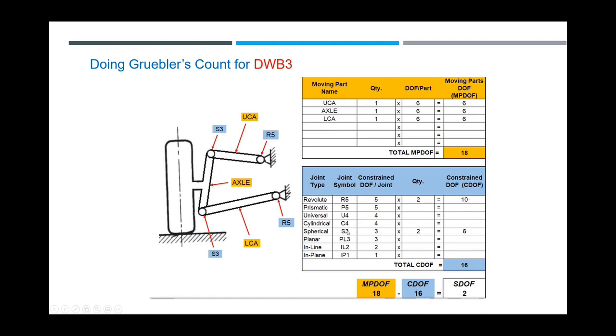I have 2 spherical joints, which is 16. So 18 subtract 16 is 2. So there's 2 degrees of freedom. Here's what it looks like. 1 degree of freedom is up and down, the rotation here. But the 2nd degree of freedom, since there's 2 spherical balls, it will pivot around there. So now you have a mechanism that can suspend up and down and rotate, right?